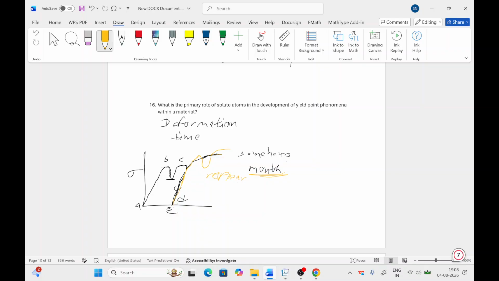So this change in yield behavior of any material or aluminum alloy is because of the diffusion of solute atoms and the dislocation core interaction.